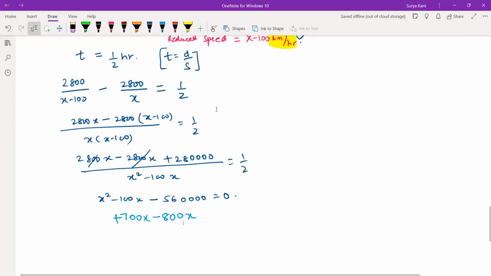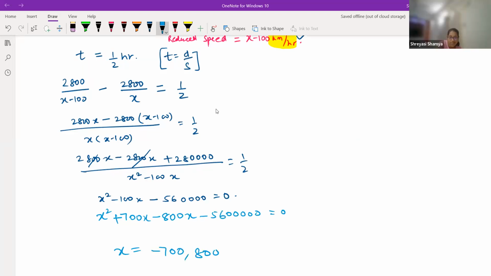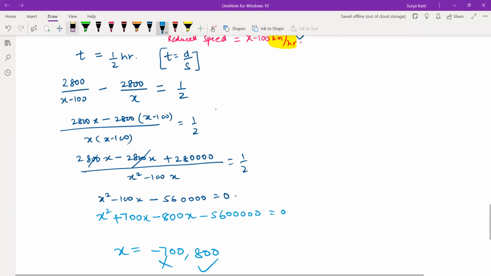So children, we got the answer here. X square plus 700x and minus 800x and minus 5,60,000 is equal to 0. So x, if you solve, we'll get the answer as minus 700 and 800. So this will never be the speed. This is a speed. All right. Sir, you made 5 zeros for 5 and 6. Okay, do 4 zeros only. Okay, all right, is equal to 0. If you do by splitting the middle term, then.